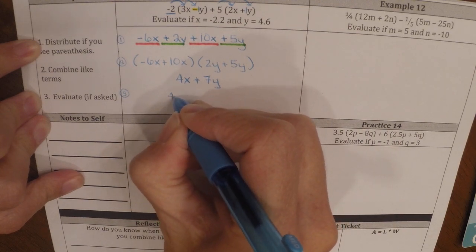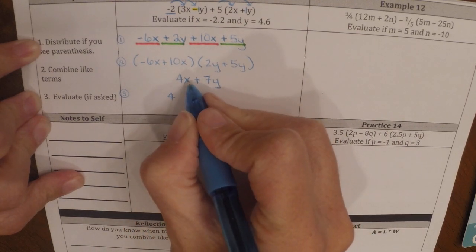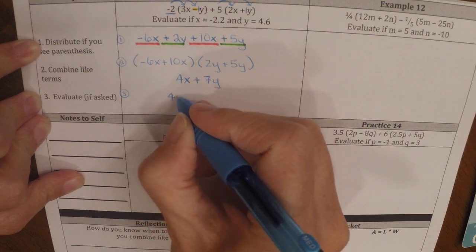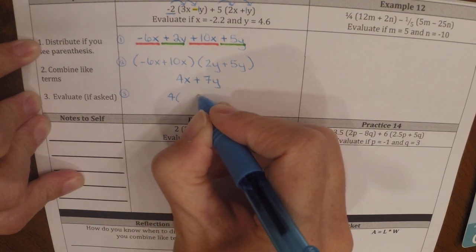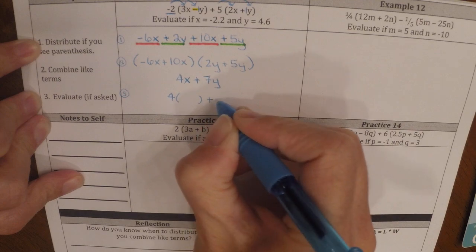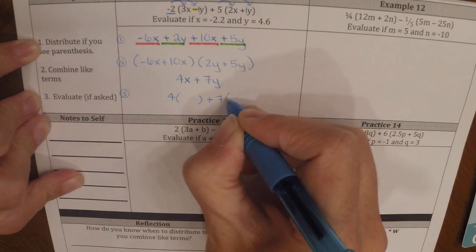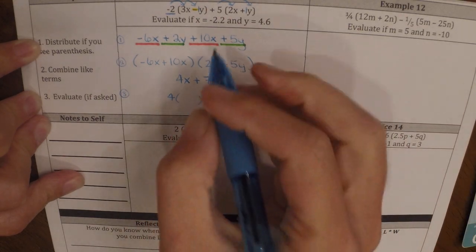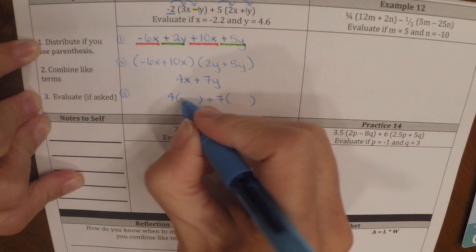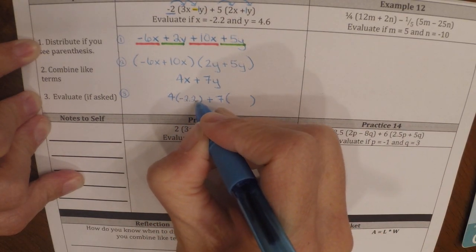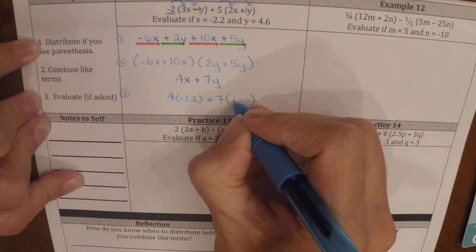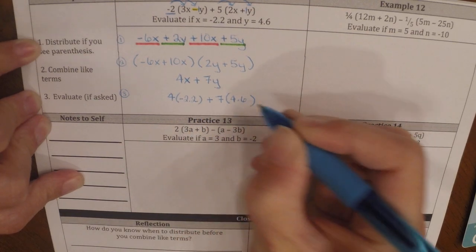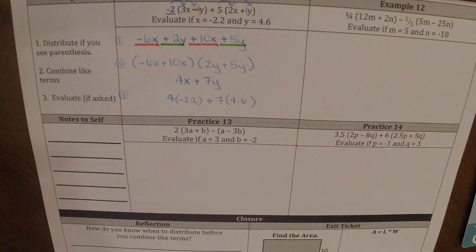So we would say 4, and then remember it's multiplied because they're side by side, so we leave parentheses for x, plus 7, and we leave a parenthesis for y, and then we fill in. So x is negative 2.2, and then y is 4.6. And now this is calculator ready.